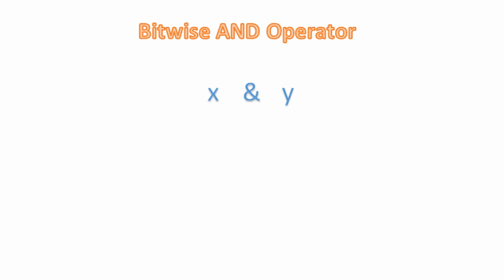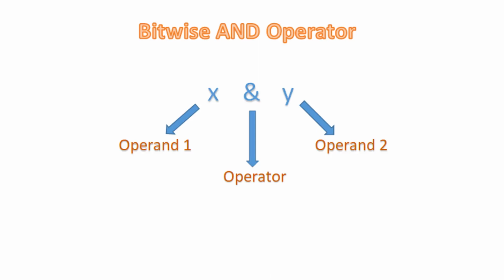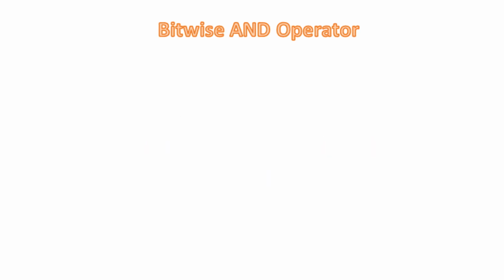Bitwise AND operator. Bitwise AND means to perform AND operation bit by bit on the operands. For bitwise AND, the ampersand symbol is used. Let's understand the bitwise AND operator with an example.